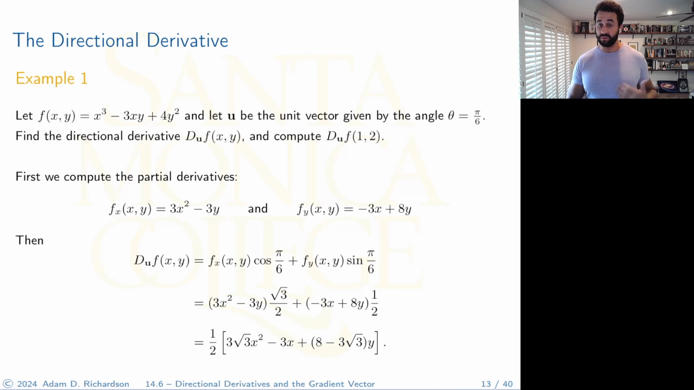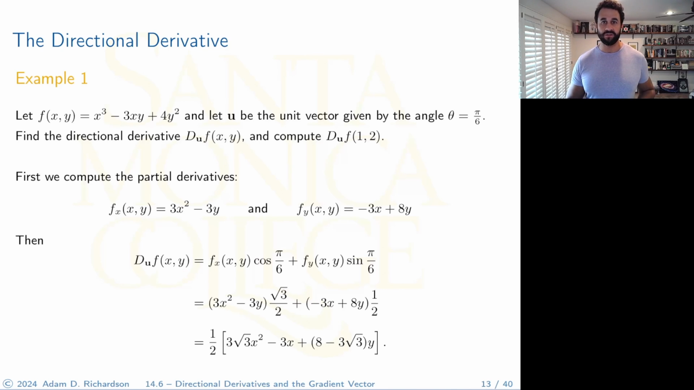So using that theorem, or really using that corollary that we just talked about, we can write the directional derivative in the direction of u at any point as this formula right here. We just computed these up above. And cosine of pi over 6 is, let's see, root 3 over 2, and sine of pi over 6 is 1/2. Then we can simplify at our leisure, if we want to. But this is the directional derivative of f in the direction of u at any point.